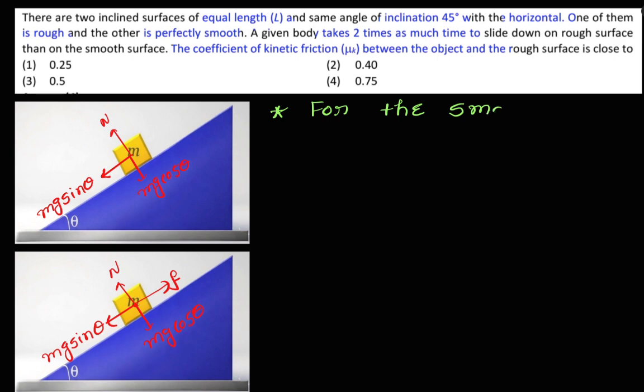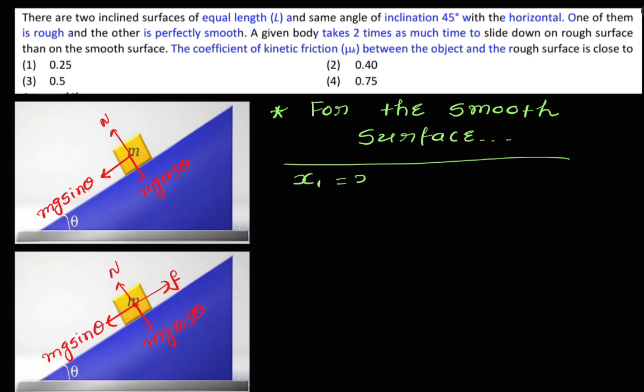For the smooth surface, how much distance is covered? Suppose I write the distance covered x1 is equal to x. In how much time? Let me assume that time t1 is equal to t. और बच्चों यहाँ पे एक्सेलरेशन हो जाएगा a1 is equal to g sin theta on this smooth surface.